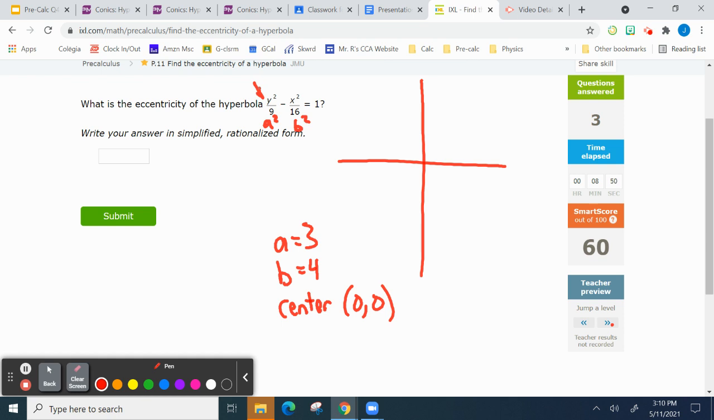And so our A, we're going to go up 3 here, and down 3 here. So that's going to be what? That's going to be, put it way over here so it's out of the way. 0, 3, and that's going to be 0, -3. And then we're going to make our other one. So that's going to be, our B is 4, and it goes this way. So that's going to be -4, 0, and that's going to be 4, 0, right?